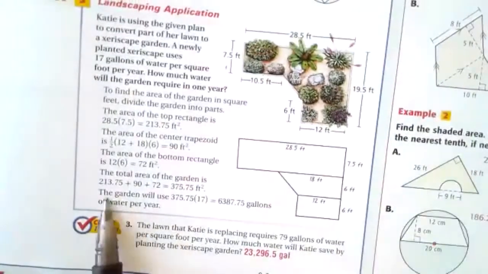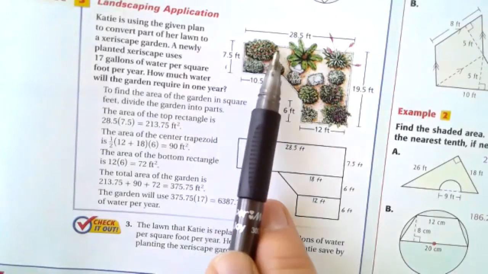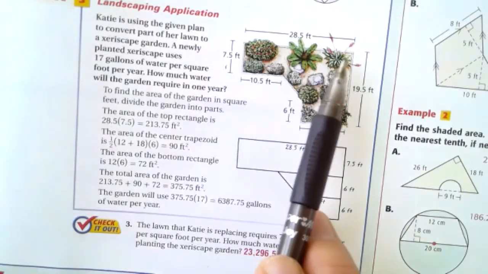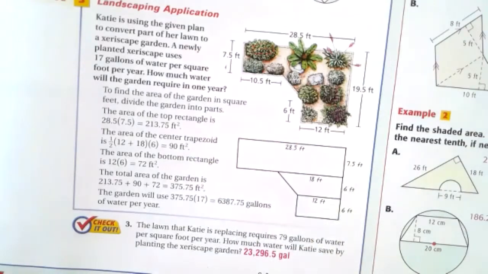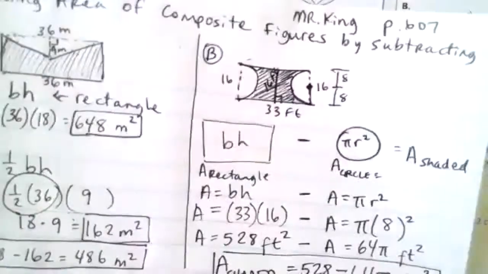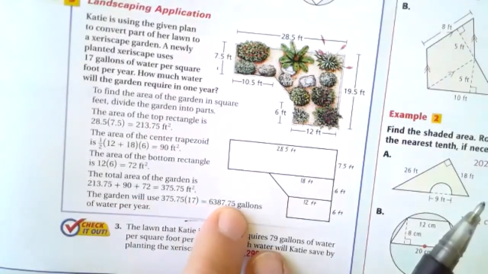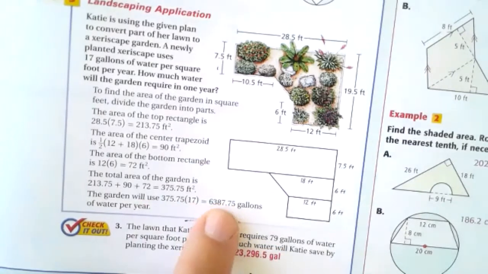Well, here we go. It says the garden will use 375.75. That's the number of square footage times 17. Remember, it's 17 gallons, 17 gallons, 17 gallons. Imagine little squares of 17 gallons of water. That's how much it uses all year. Like if it didn't rain at all the whole year, then you would have to get that many gallons, 6,387 gallons of water per year, okay?